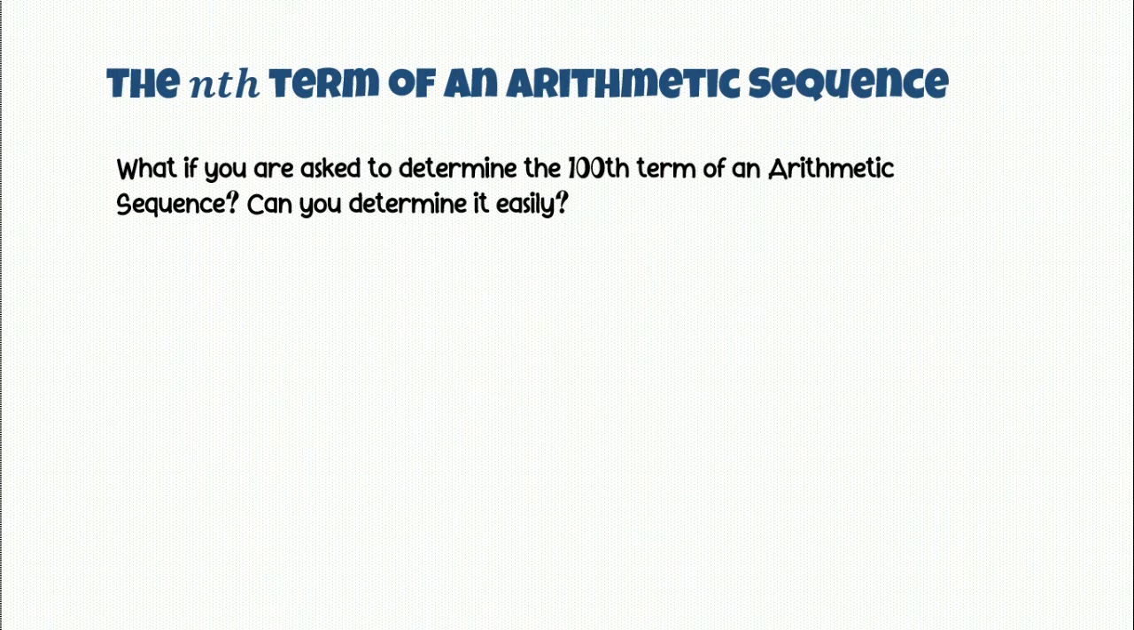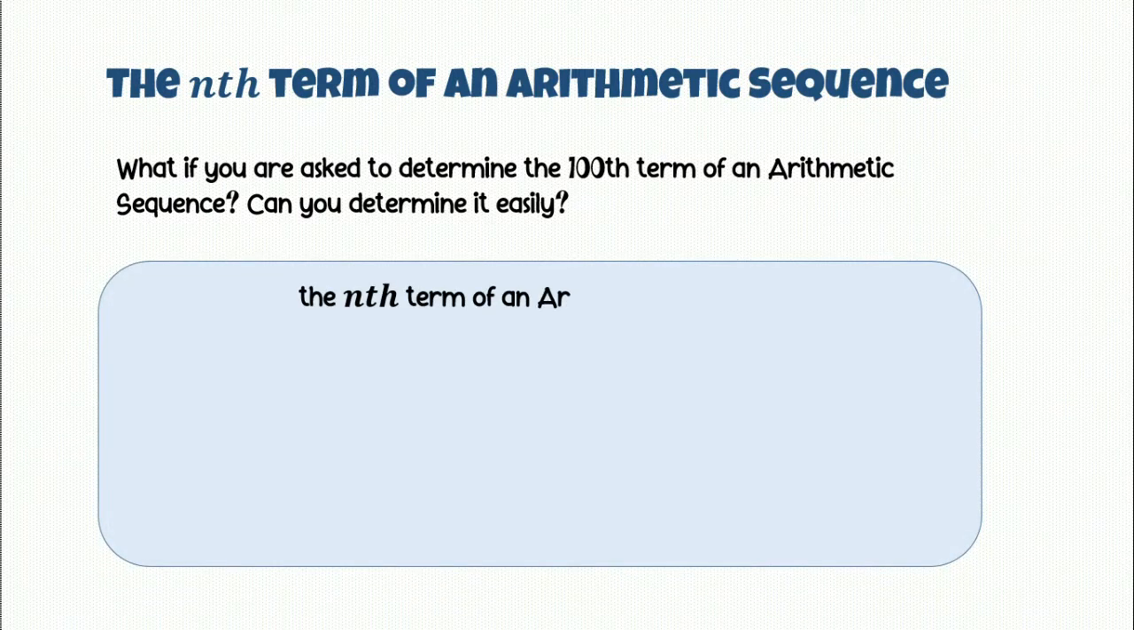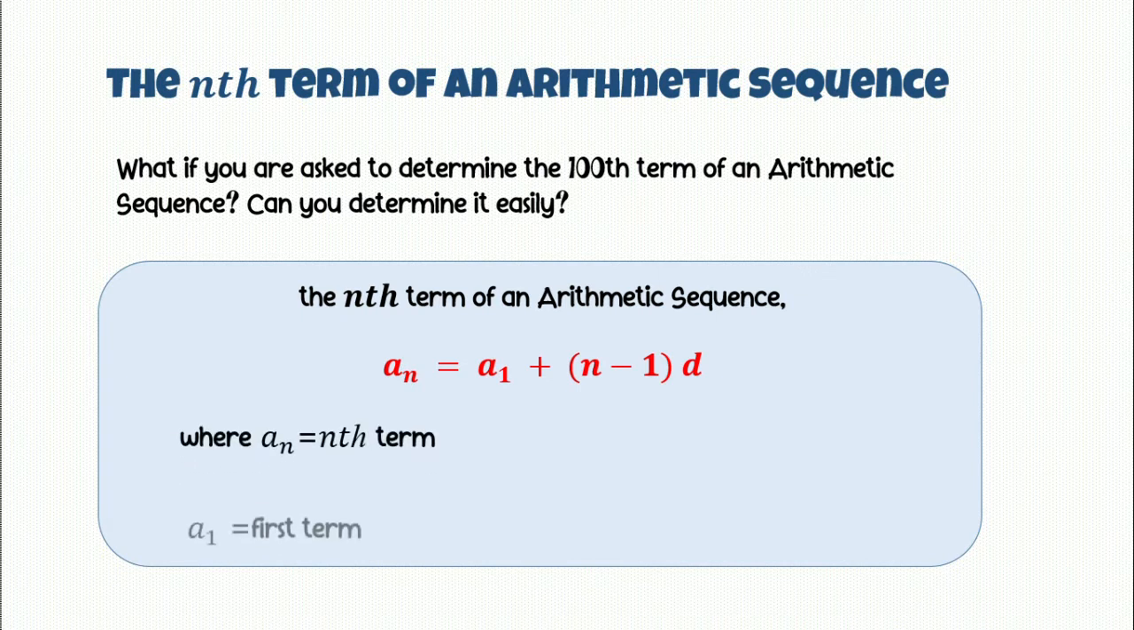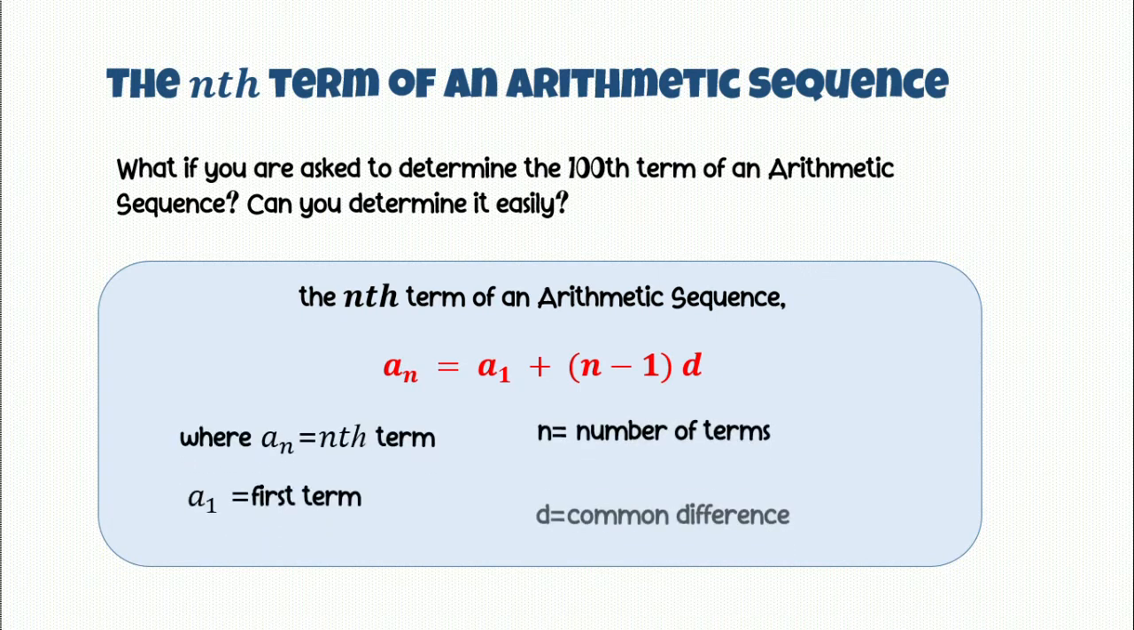Okay? Especially, napakalayo ng 100 term if yung given lang is 5 terms, right? Here is the nth term of an arithmetic sequence. It is given by a sub n equals a sub 1 plus n minus 1 times d. So, ito yung mga notation nila. Yung a sub n, ito yung nth term or ito yung last term. A sub 1 naman, ito yung first term, n, number of terms, saka yung d is the common difference.